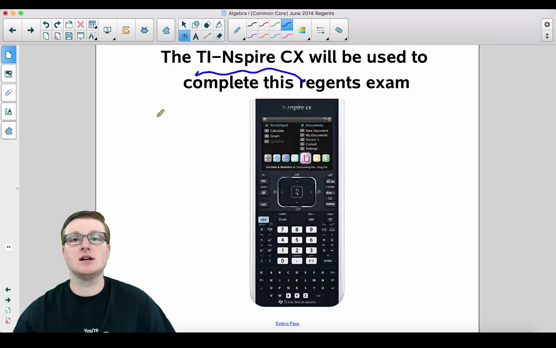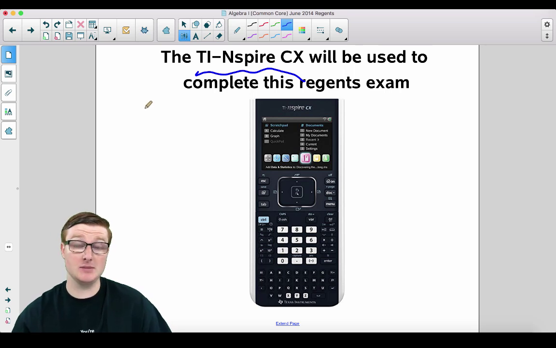And please make sure you have a TI Nspire CX or some sort of graphing calculator, but the TI Nspire CX preferably, because I use that calculator and it is quite an amazing tool.